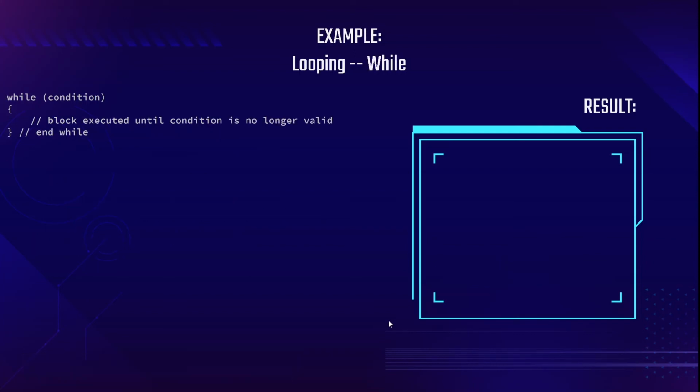Okay, so let's start looping. So we have our while condition. Whatever is in that block, we execute until the condition is no longer valid. So here we have our for loop. This is how they're written differently. We have the initialization, the condition, and the increment or decrement. And we just keep looping until it's no longer valid.